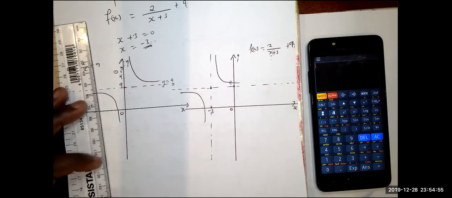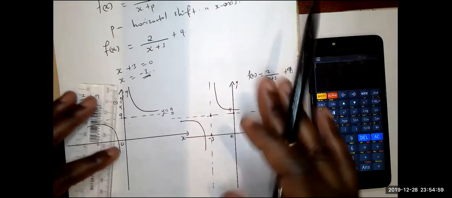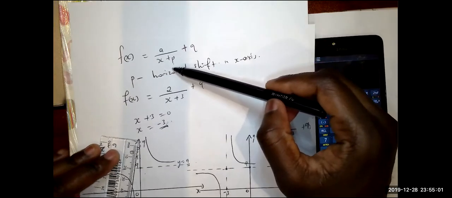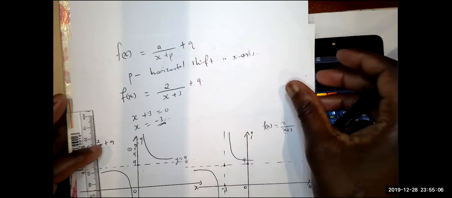So that's how we're supposed to draw the equation y equals a over x plus p plus q. Those are the effects that you need to remember there.